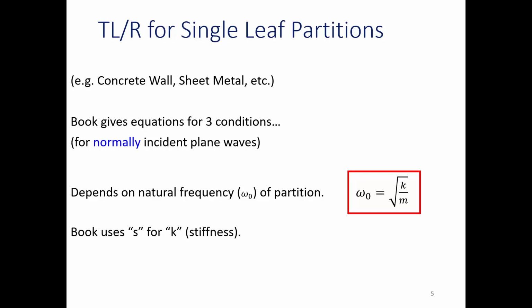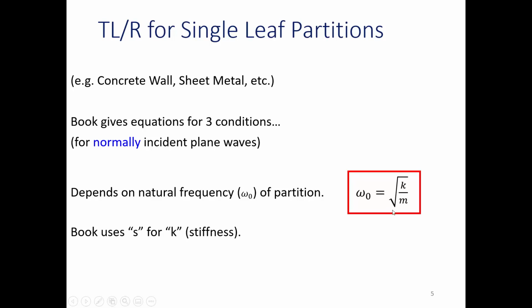But these equations are, like we said, what you might be calculating for specifically that case, and even when we do the diffuse field work, these equations are integrated into that. So I think I said that the book gives equations for 3 conditions. Those 3 different conditions depend on the natural frequency of the partition. So angular frequency, omega naught, that's the natural frequency.